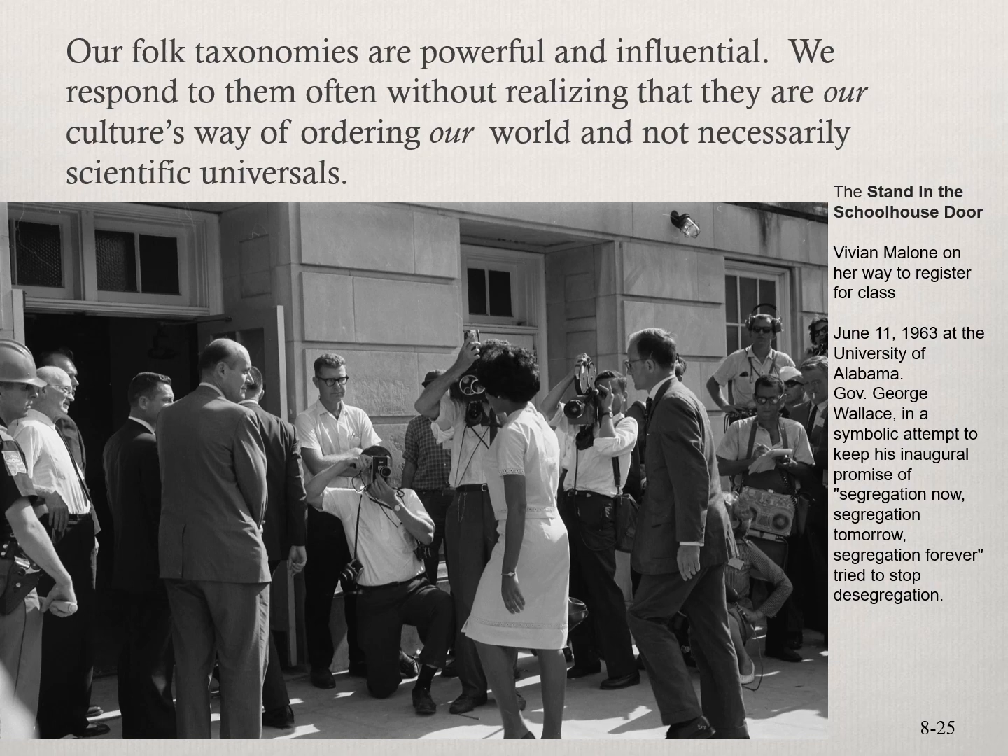Okay, this poor woman, Vivian Malone, in this picture, is trying to register for college. George Wallace, the governor of Alabama, is standing in the door to try to prevent her from registering for school. What kind of thinking leads a person to stand in the way of a young lady trying to get a college education? This picture breaks my heart.